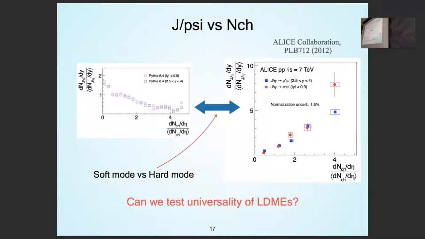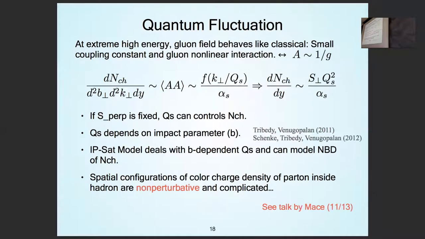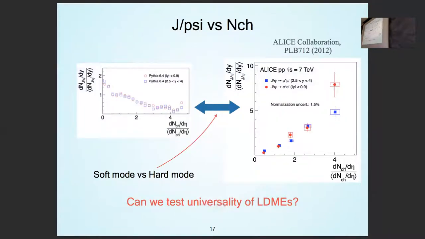If we consider only hard scattering, the PCR gives this curve, but the data is like this. So we can study this multiplicity. So what's the message here? So we need a soft mode. Apart from that, Pythia is just wrong. It's a high multiplicity. PP creates more plasma than the recombination. So the main message is that we need a soft mode.